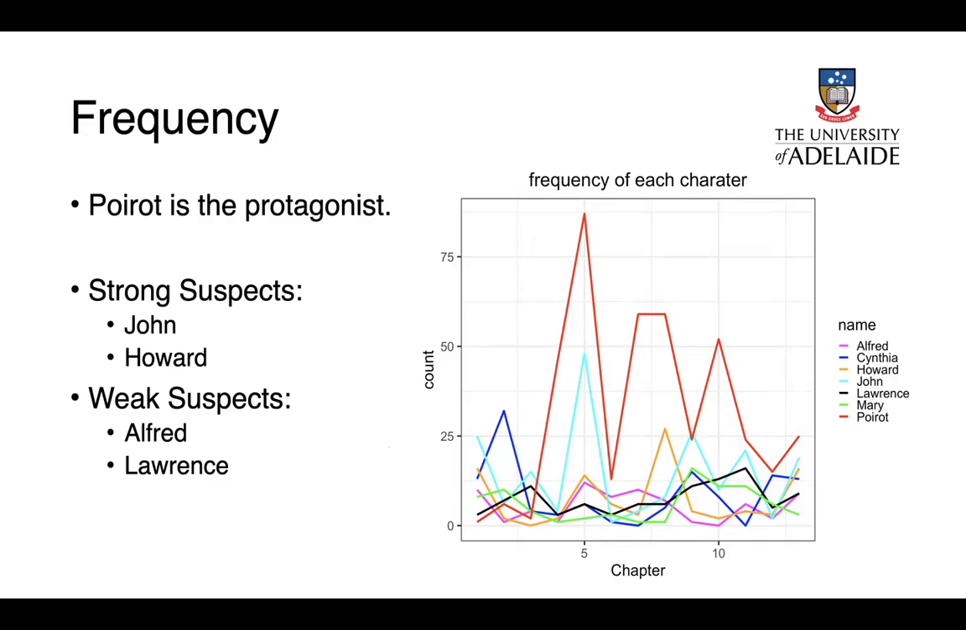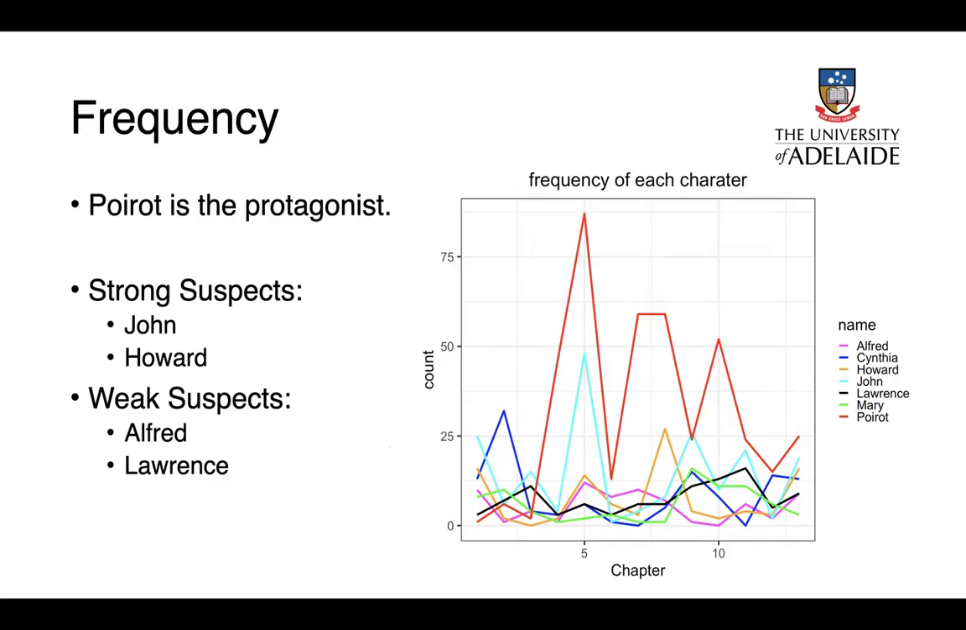And because we know that in detective novels, the identities of true culprits are usually revealed in the last few chapters, we look at this plot and we focus on how frequencies change in the last two chapters for each character.